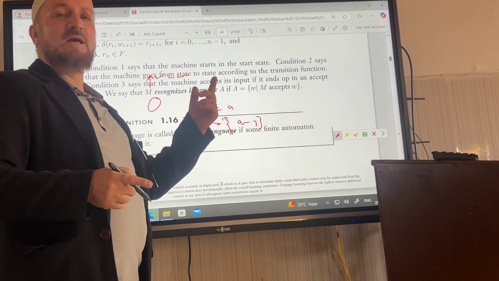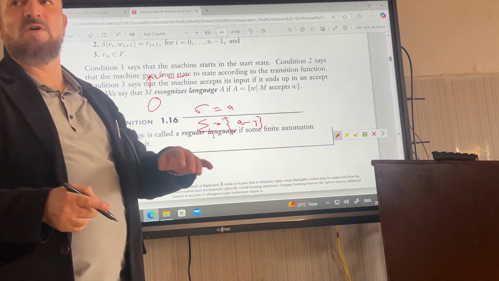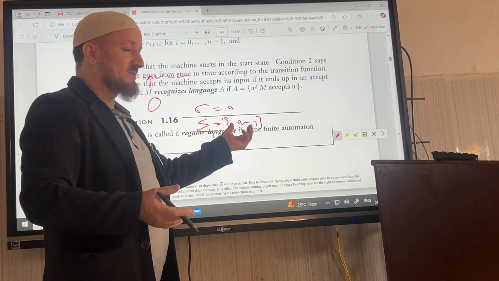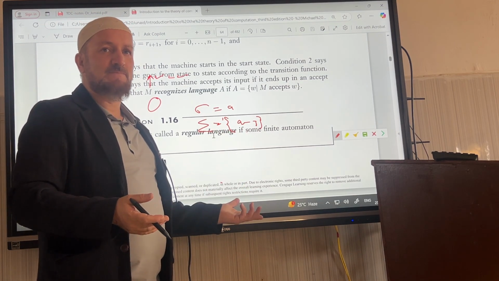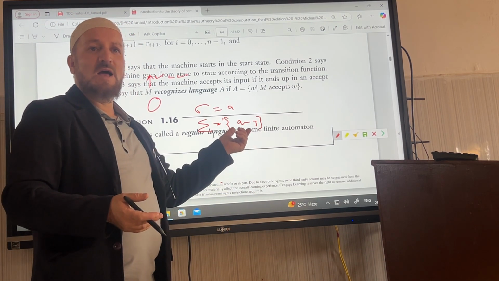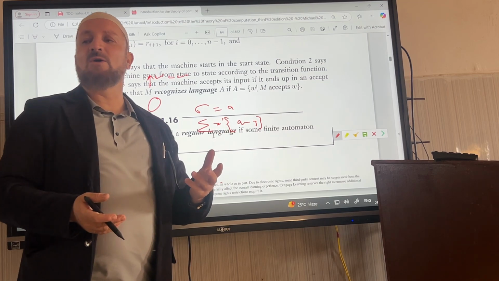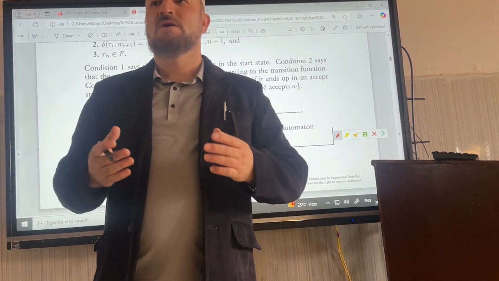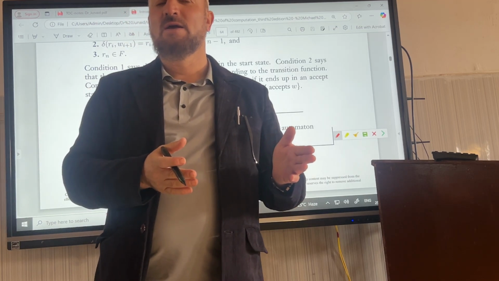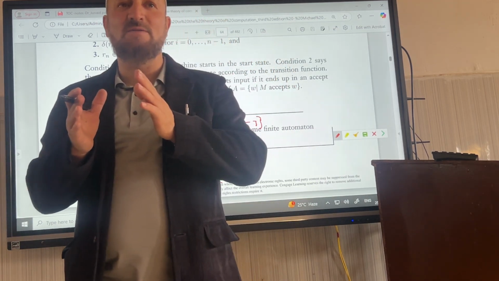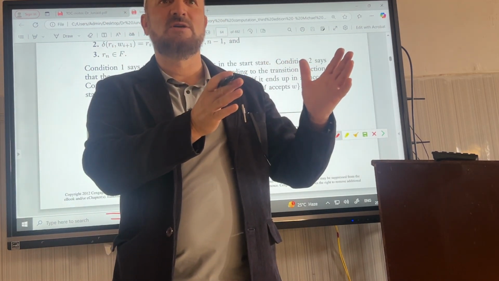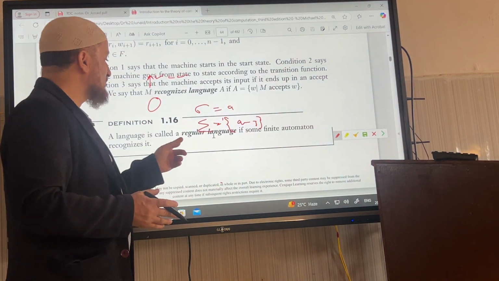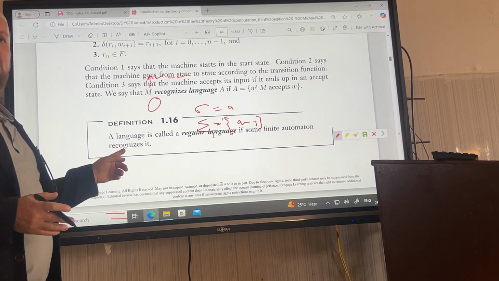Then we have the string. Where do we get the string or word from? Combination of alphabets. We get the word from this Sigma. Okay, any combination of this, right? Yes. It could also have the epsilon in it. Now what about the language? What is a language? A finite combination of strings. Okay? Yes. But if we have an automaton which accepts a particular language, then that language is a regular language. So a language is called regular if some finite automaton recognizes it.